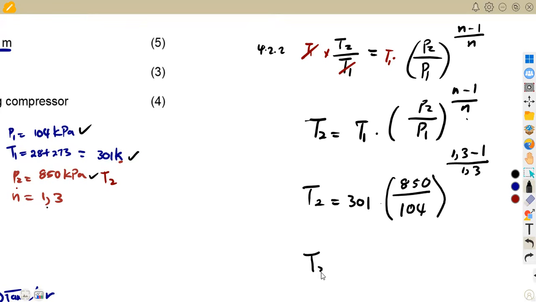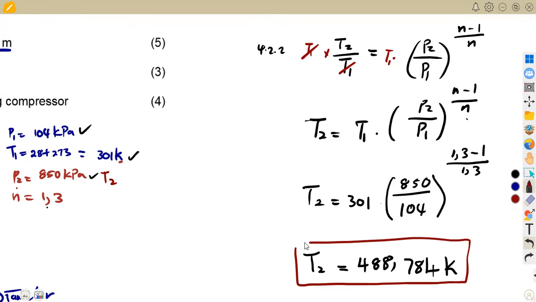Guys, this whole part, it's you and your calculator. Simplify everything from your calculator. That's what we are going to obtain: 488,784 Kelvin in this case. Okay, this is 784 Kelvin. All right, so that is how we're supposed to calculate the delivery temperature, which is the temperature at the output. That is our delivery temperature, that is T2 in this case.